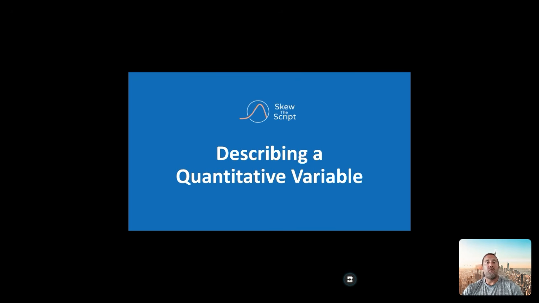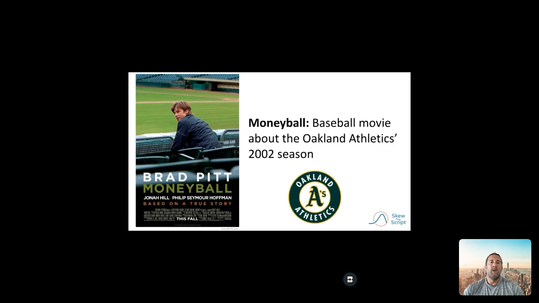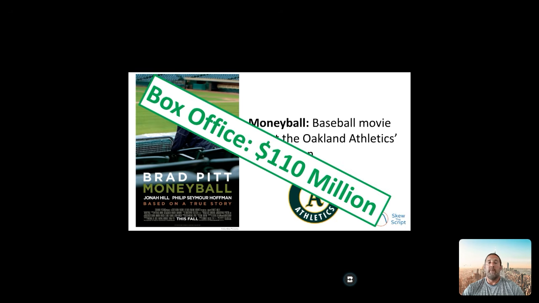Today's lesson is on describing a quantitative variable. Moneyball is a movie about the Oakland A's baseball team and their 2002 season. When the movie came out, it was a big hit. At the box office, it grossed $110 million.